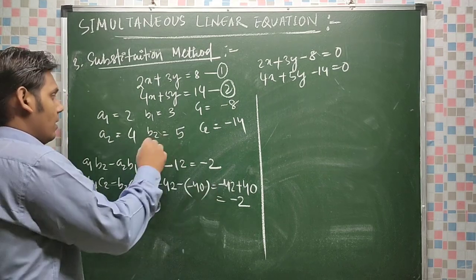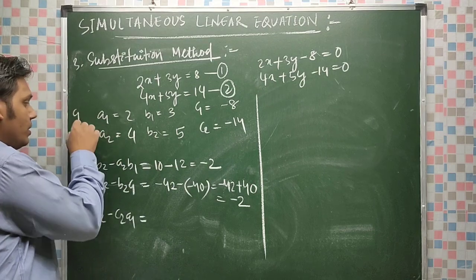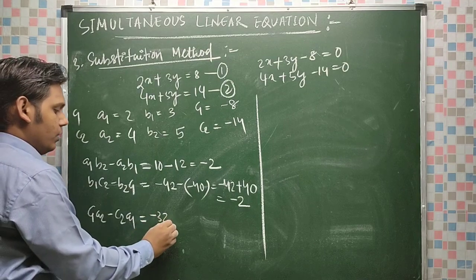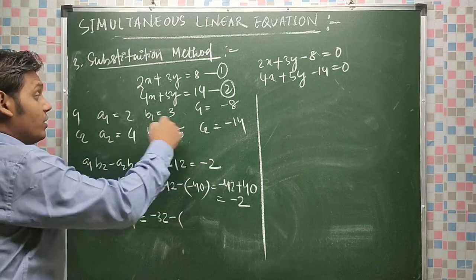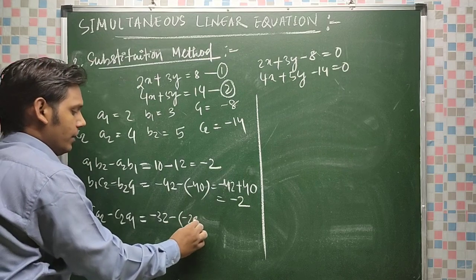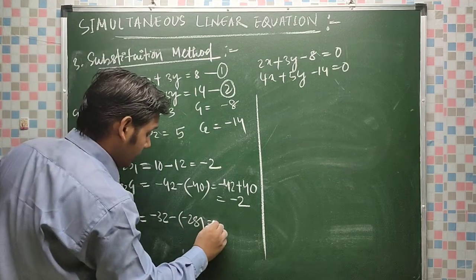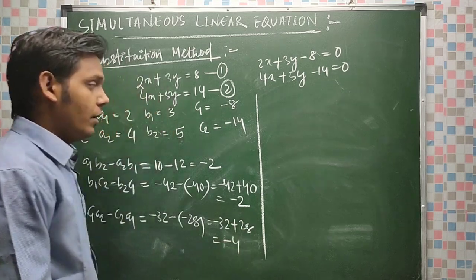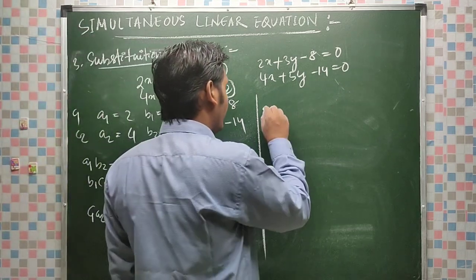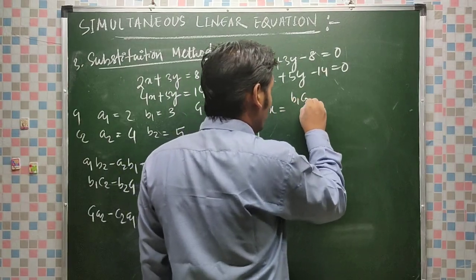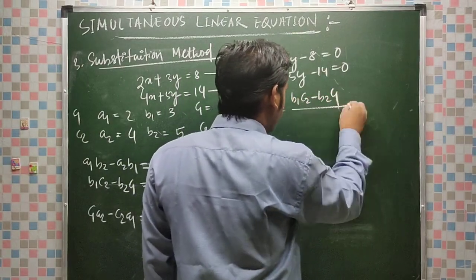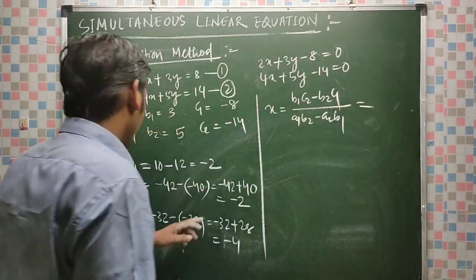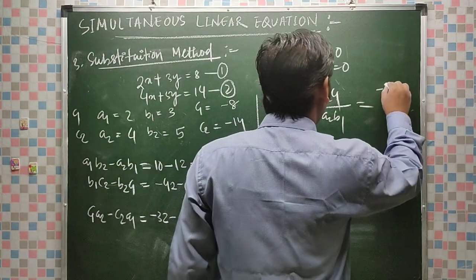Then c1 a2 minus c2 a1: 8 into minus 4 is minus 32, minus 14 into 2 is minus 28. That means minus 32 plus 28, that is minus 4. Now recall the formula. What is the formula of x? That is b1 c2 minus b2 c1 divided by a1 b2 minus a2 b1. b1 c2 minus b2 c1 is minus 2, and minus 2 by minus 2 is 1.